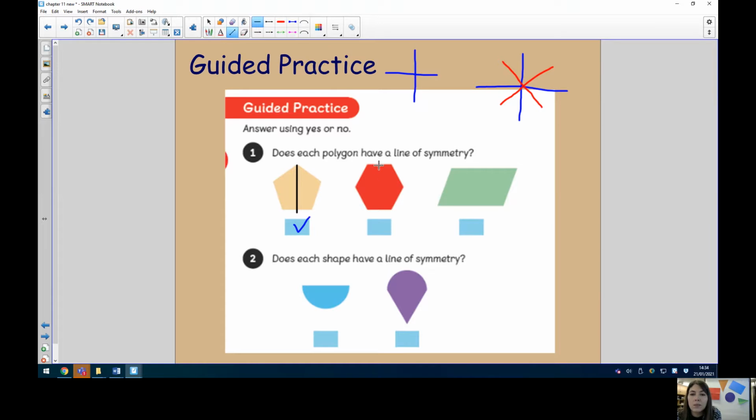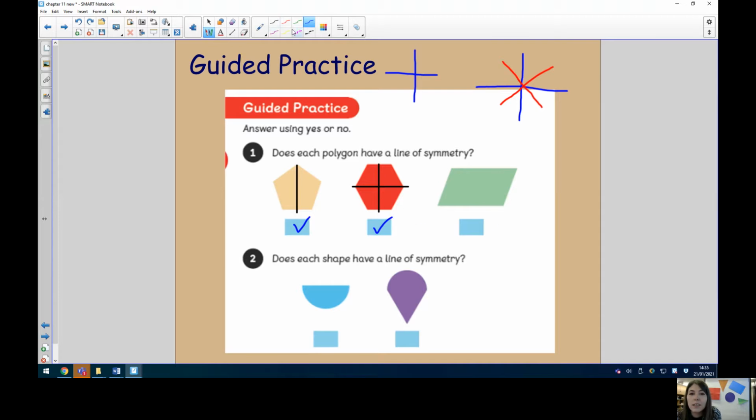I could then do the same on my next shape. I'm going to draw a line down here. Oh, look, they do look like they're looking in a mirror. This does look like a mirror image of this side. If I were to fold that shape along my vertical line, I believe they would look the same. I actually think if I were to fold it this way, they would also look the same. So this one does have a line of symmetry, or at least one, so I'm going to put a tick in there.